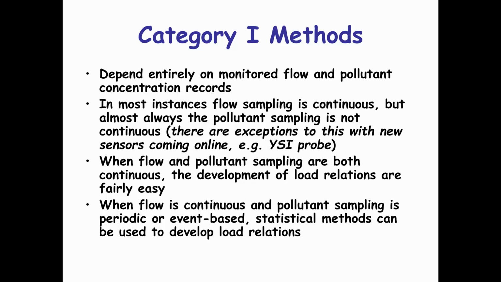When the flow and pollutant sampling are both continuous, the development of load relations is fairly easy. We'll see later in our analysis of load duration curves that generally we do not have continuous pollutant sampling, so then there's some uncertainty in the load estimation. So the last note here is that when flow is continuous but pollutant sampling is periodic or event-based, statistical methods have to be used to develop the load relations and to come up with estimates of the load. And that's essentially what we see with the load duration curve approach.